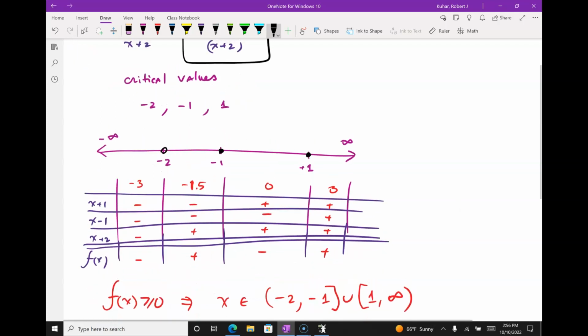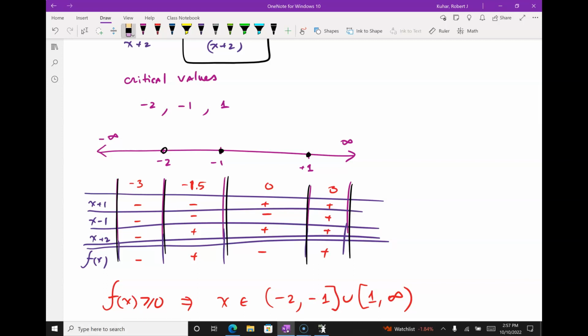So I want my criticals left of. So the criticals give me my columns. Right? The criticals give me my columns. And my rows come from the factors, right? And then I'm doing a test value, left of, right of, in each critical. So I chose -3, I could have chosen -10, it doesn't matter, or -13, right? Anywhere left of, right of, and in between the criticals.